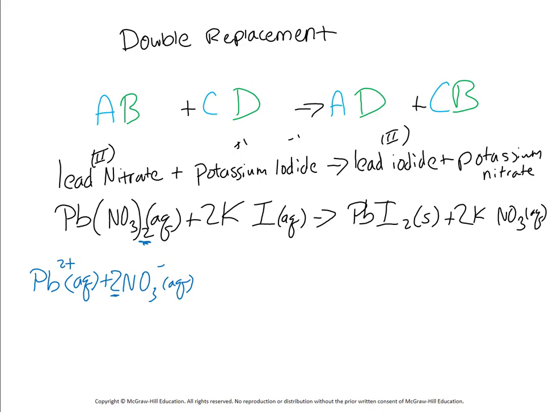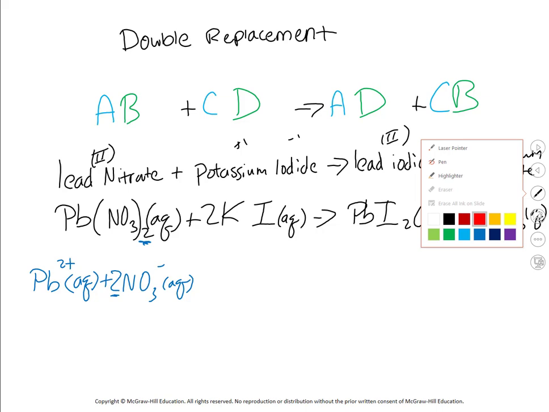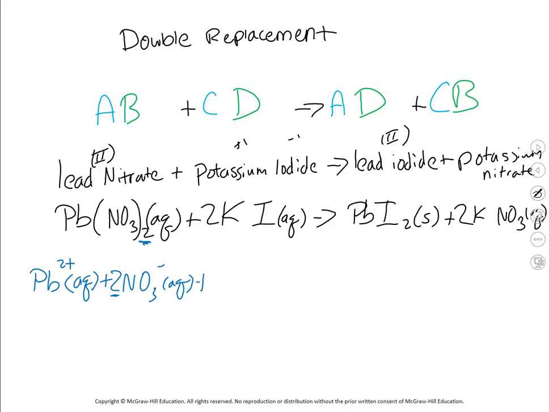So next, our potassium iodide. So we get potassium ions. How many of those do we have in this balanced equation? 2. So we write 2 potassium ions. Everything gets a state of matter.